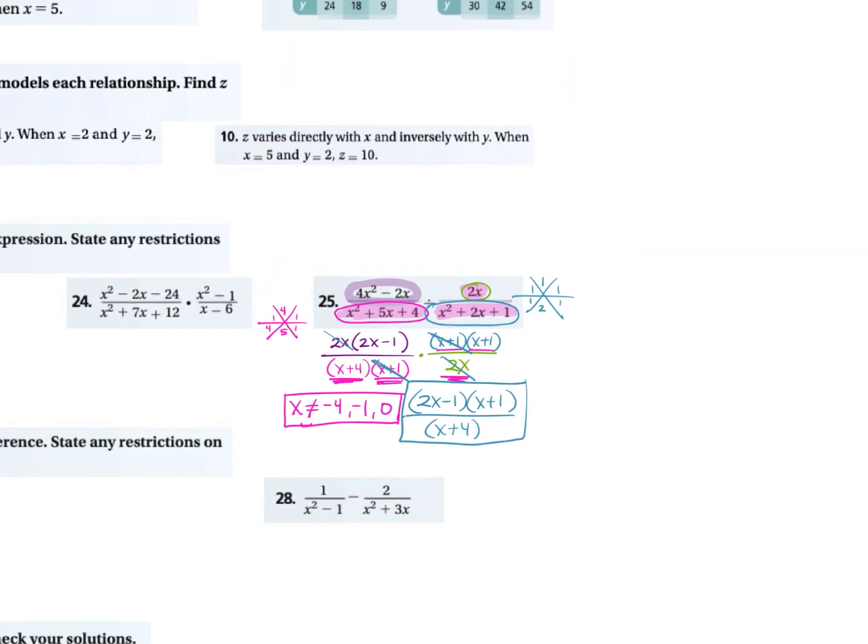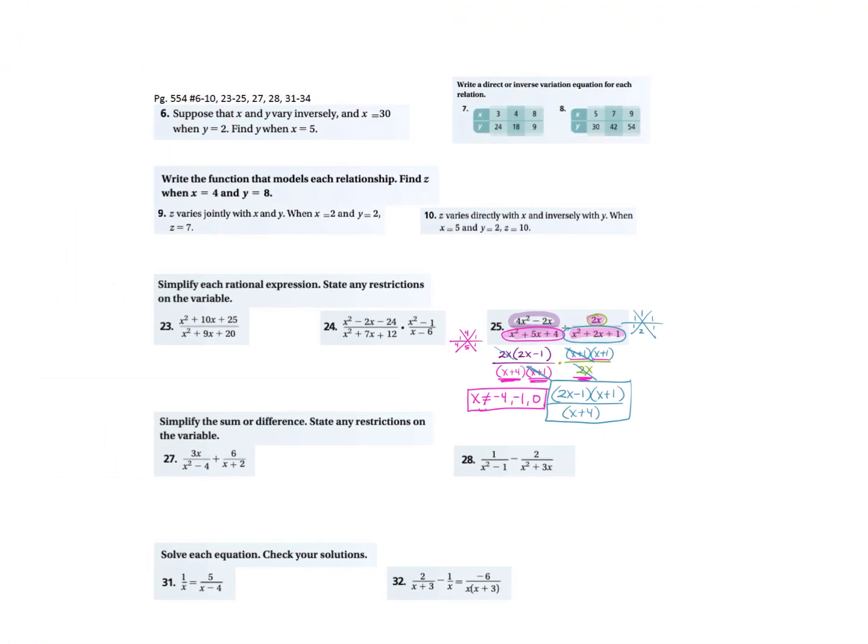Any others that you would like to see? Do you remember when we say varies, what you're supposed to write down? Equals k. So whenever you see varies, think equals k. Directly, you multiply. Inversely, you divide. Jointly, you multiply. That's about it. Any other numbers you want to do together?